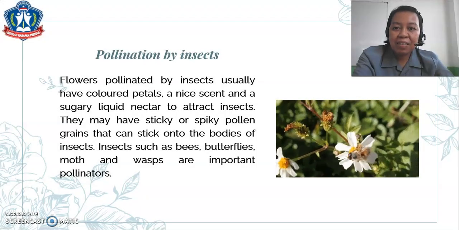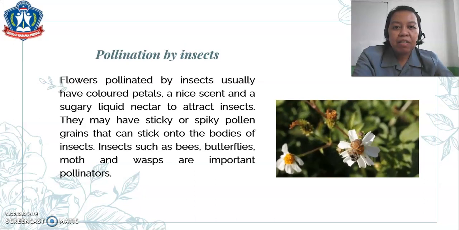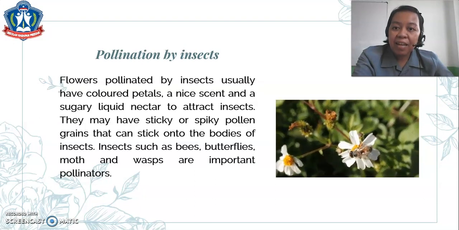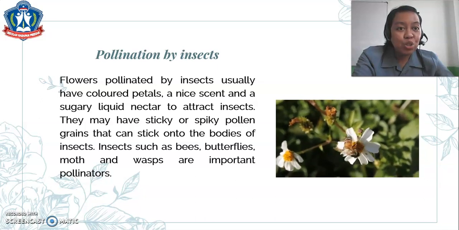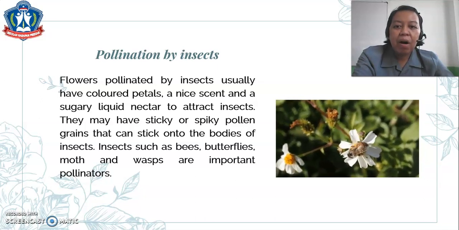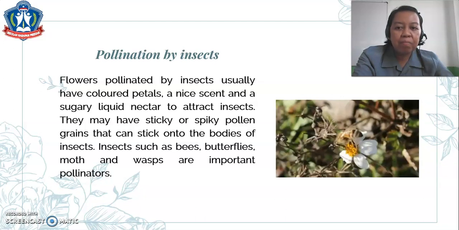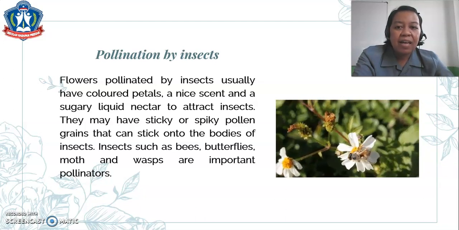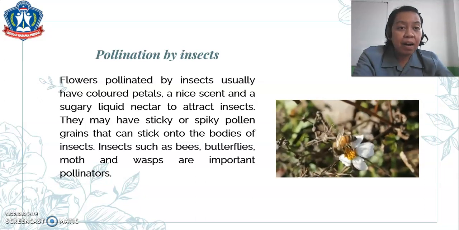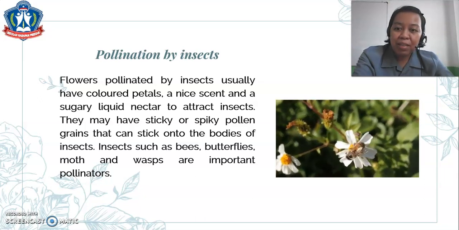Pollination by insects. Flowers pollinated by insects usually have colored petals, a nice scent, and a sugary liquid nectar to attract insects. They may have sticky or spiky pollen grains that can stick onto the bodies of insects. Insects such as bees, butterflies, moths, and wasps are important pollinators.